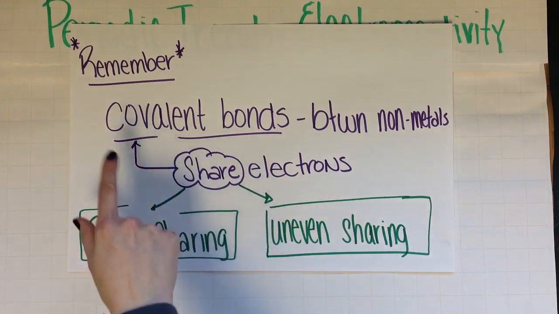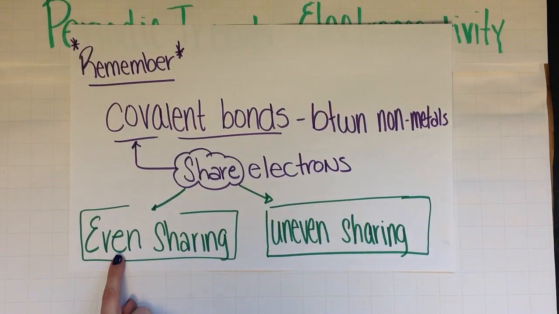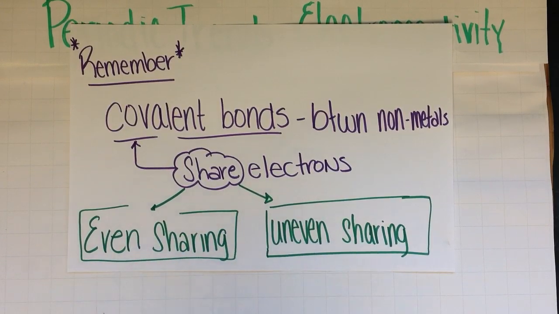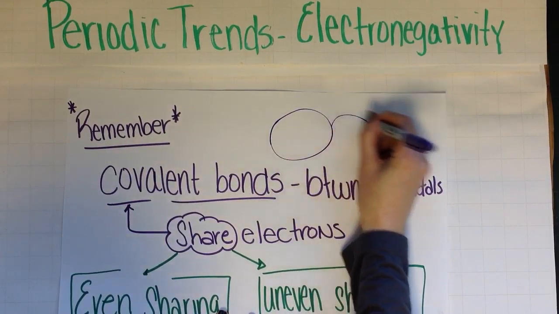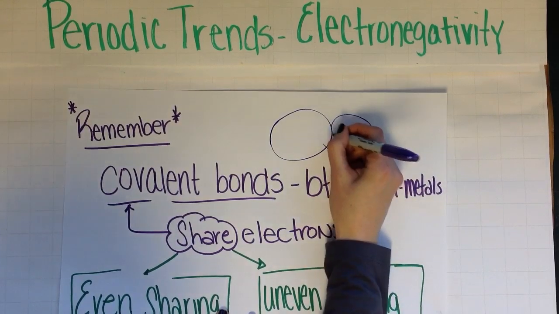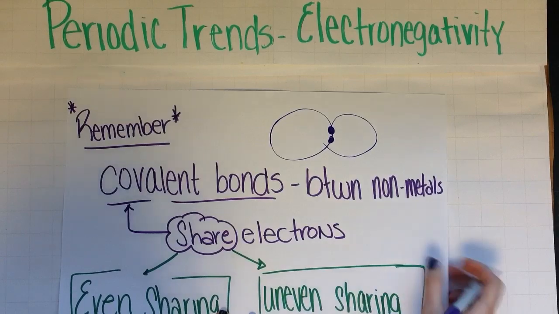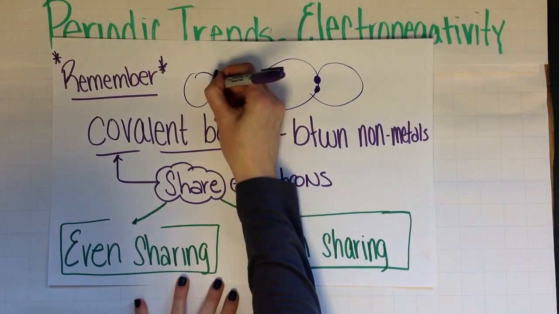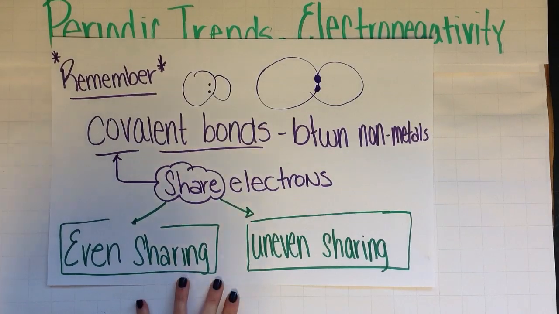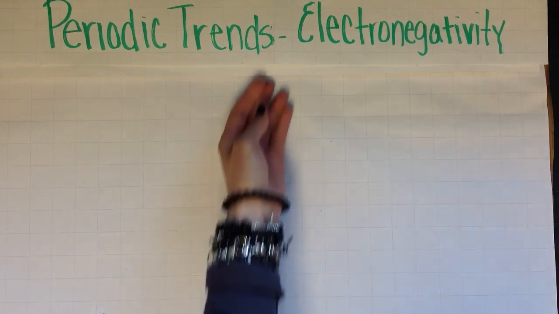Also, if you remember, when we share electrons, you could share them evenly or unevenly. So if this is an atom bonded to another atom, some atoms share those electrons evenly, so we'll put them in the middle. That's even sharing. And then some don't share as evenly. Maybe this one hogs the electrons more. That's uneven sharing. Okay? So that's something you should remember.